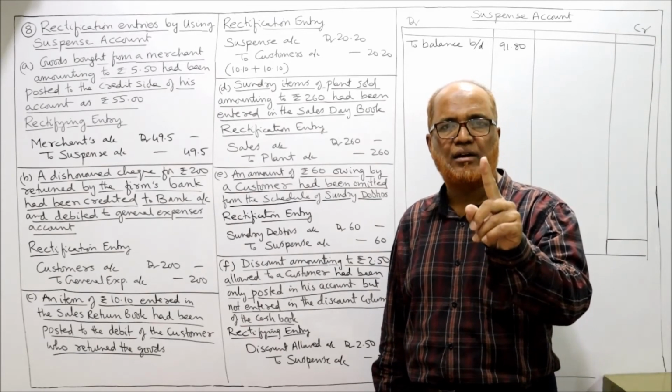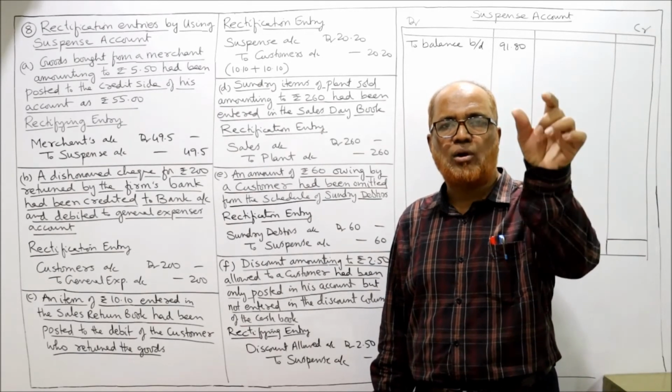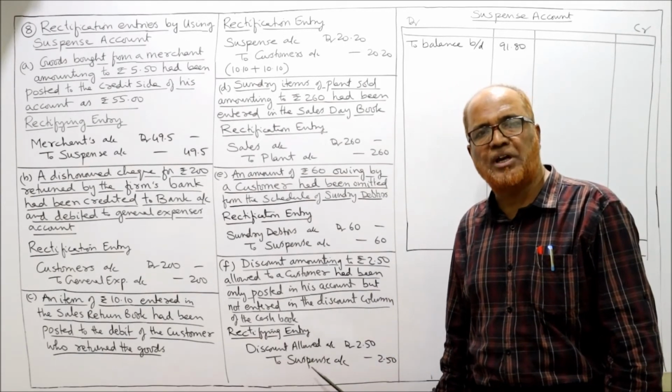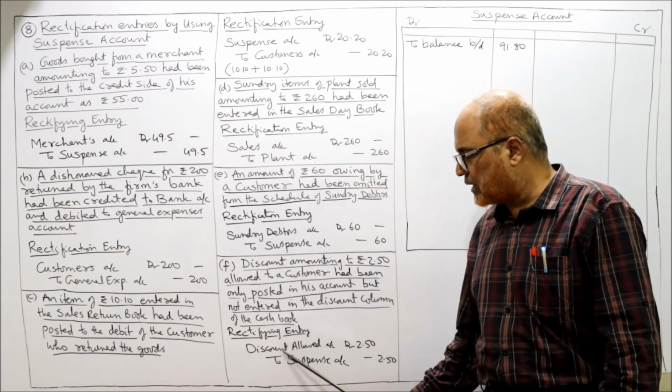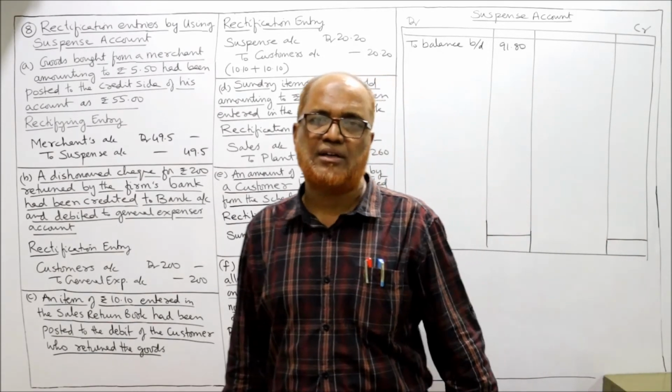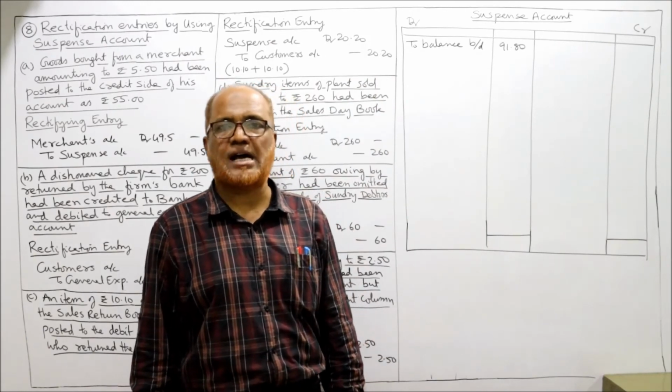It is a one-sided error. Only the error is discount allowed was not debited. Now we debit discount allowed account. Credit should be given to suspense. So discount allowed account debit to suspense account. Over. All the entries we have rectified. Now we have to prepare the suspense account.